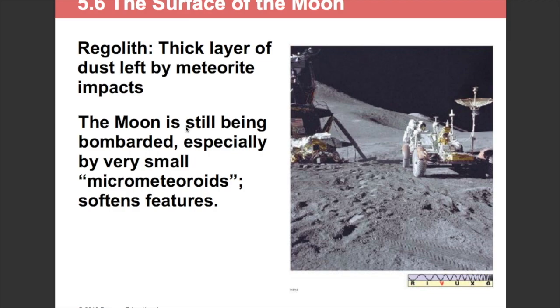So, besides the Maria, the surface of the moon has this material called regolith, which is a thick layer of dust left by these meteorite impacts that basically vaporized the surface and threw it up as dust. And the moon, just like the Earth, is still being bombarded, and most frequently by very small micrometeoroids.